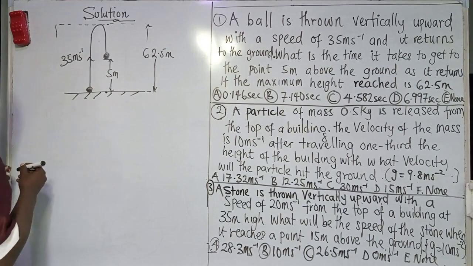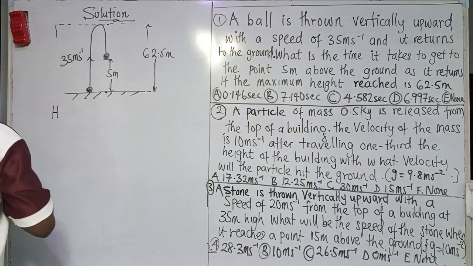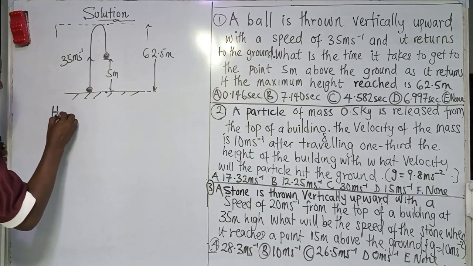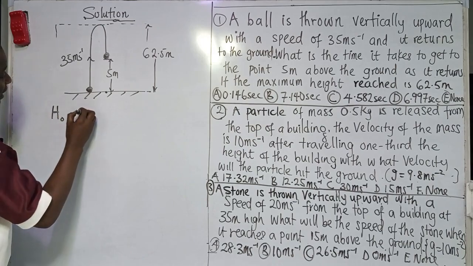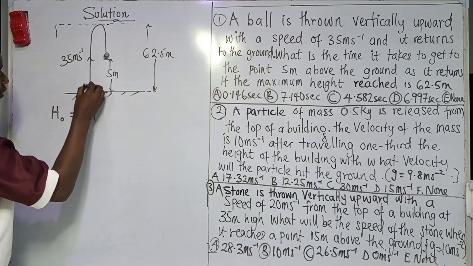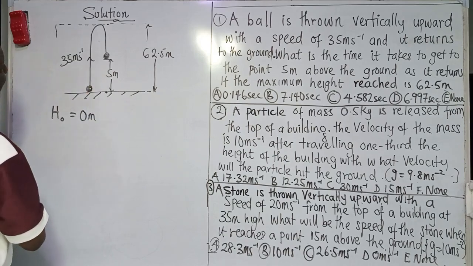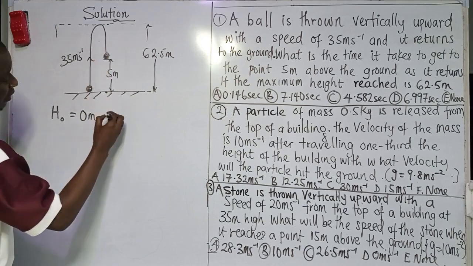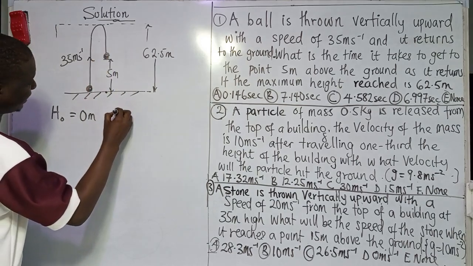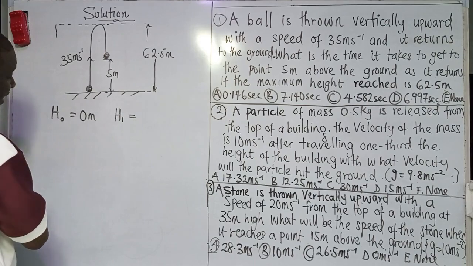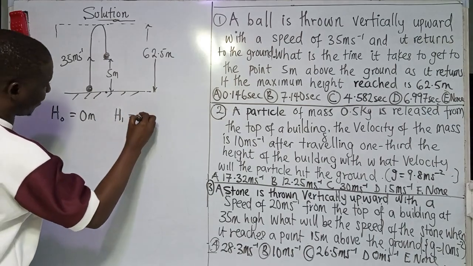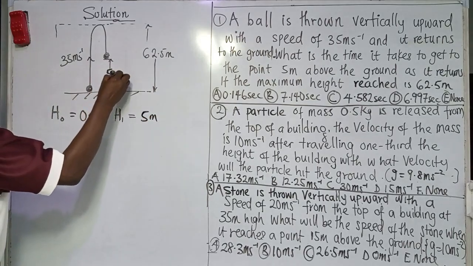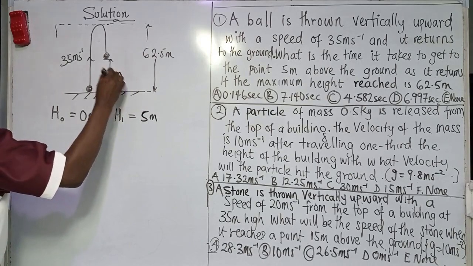Now, our H initial, let me change my marker. What is our H initial here? 0 meters. It was thrown from the ground. As it's returning back, we should calculate the time at 5 meters above the ground. So our H final is 5 meters.